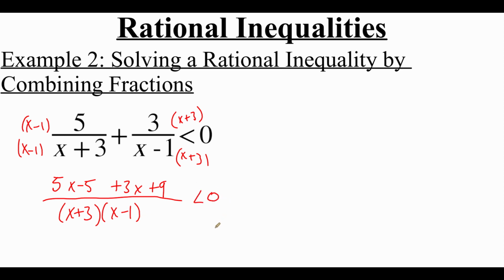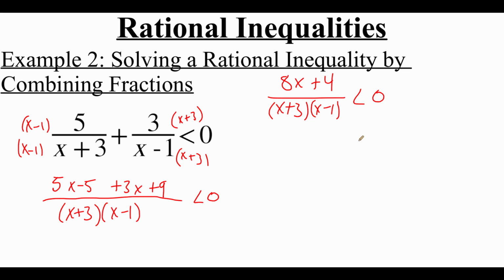Now if we go ahead and combine those like terms on top, 5x and 3x gives me 8x. And if I take the negative 5 and the positive 9 and add those together, that's going to give me plus 4. And then on bottom, we've got the x plus 3 and x minus 1. And this is still less than 0.